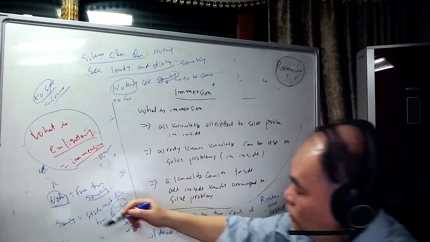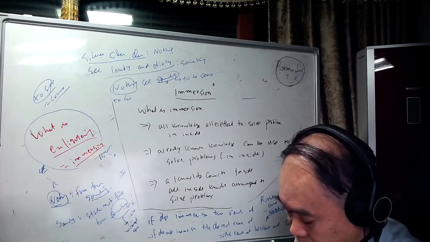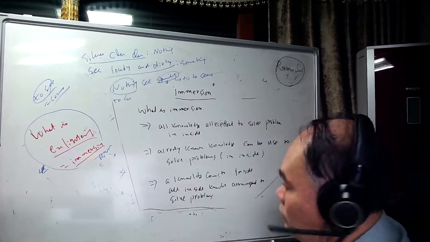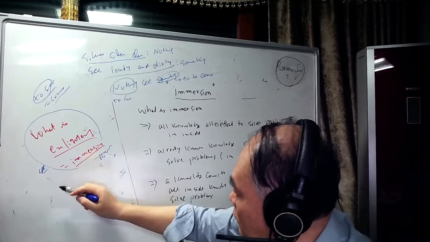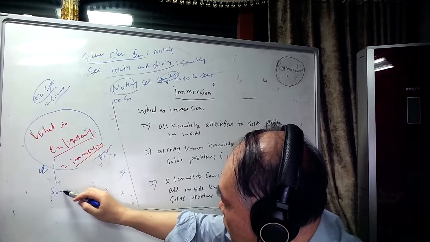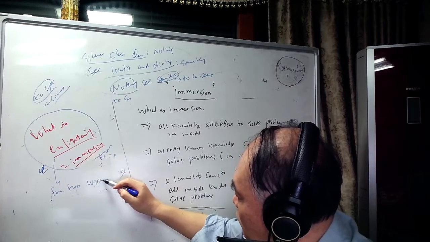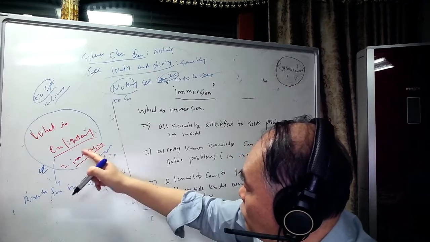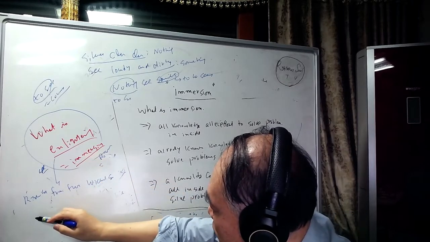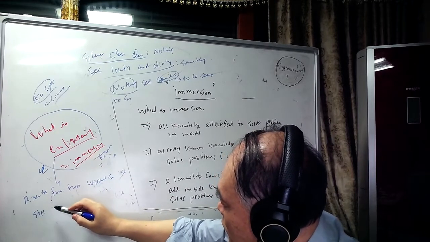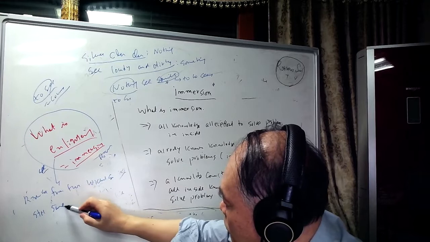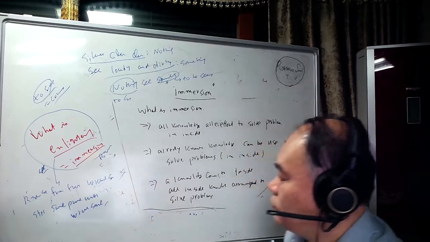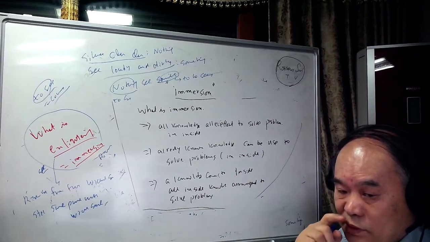If immersion, then to be enlightened. This enlightened, then, is free from wicked soul. Righteous soul is free from wicked soul. Do not immersion, then still living in the same place with wicked soul. This is really important information.